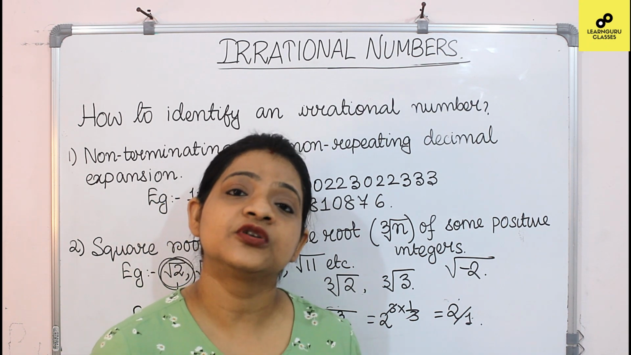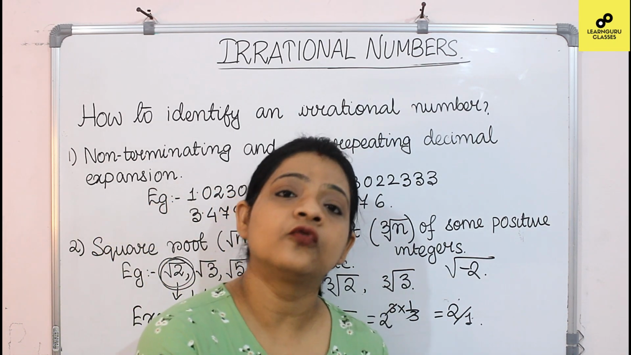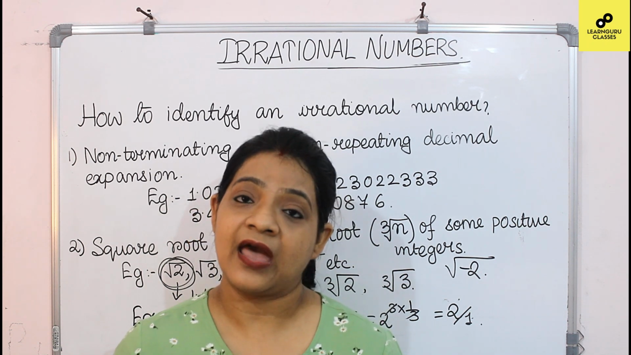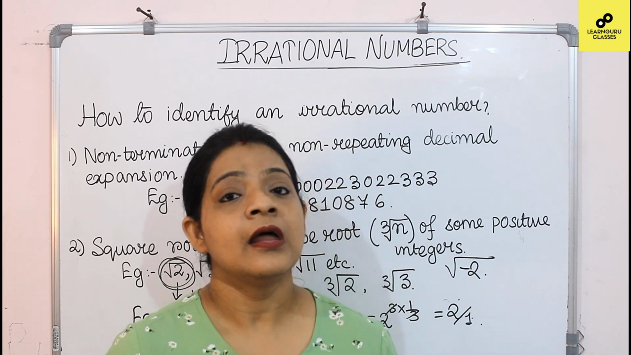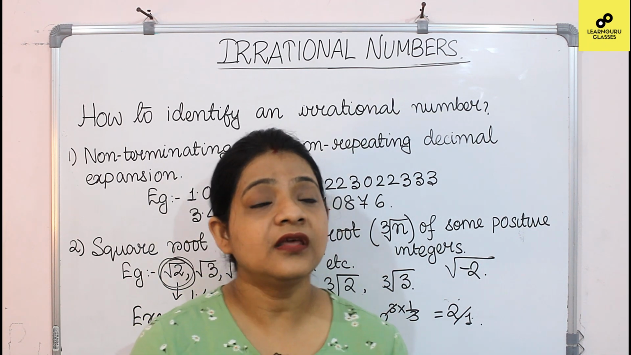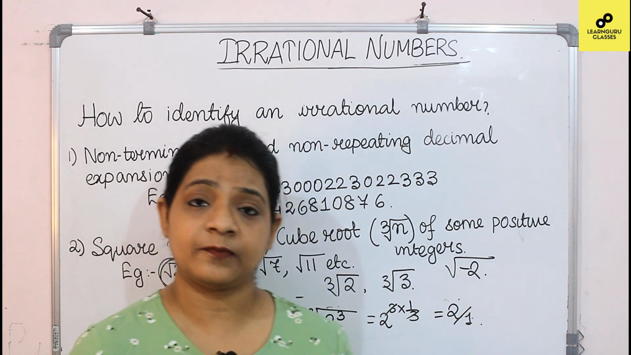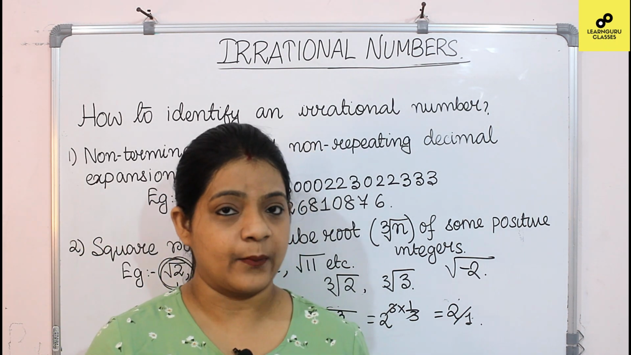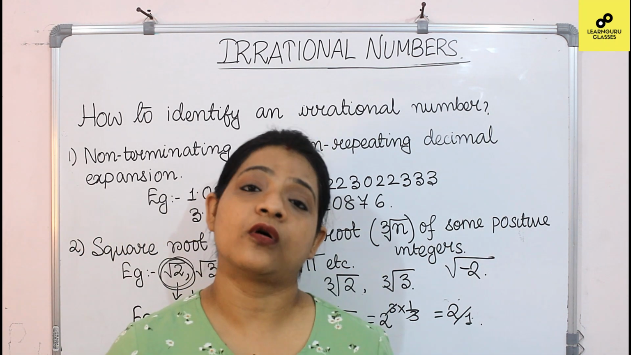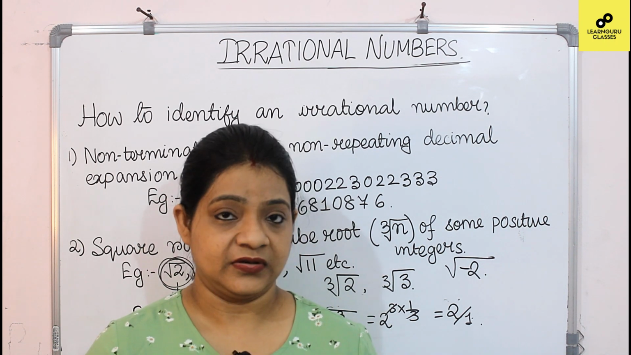So these are exceptions. Perfect squares and perfect cubes under the square root or cube root respectively are not termed as irrational numbers. So we have got two types: one is non-terminating and non-repeating decimal expansions, which are irrational numbers, and the square root or cube root of some positive integers are also irrational numbers.